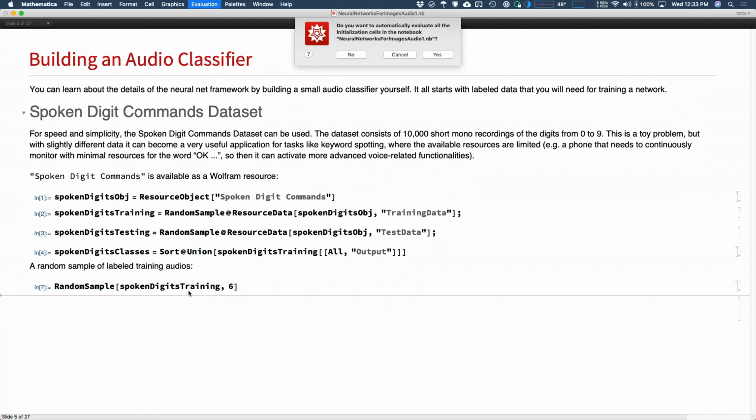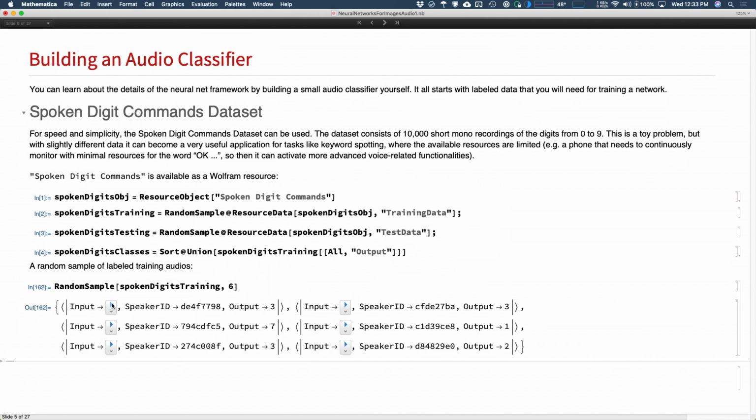So this is a random sample of the dataset. Let's see if audio works properly. 3. 1. 2. As you can see, there is a lot 3.